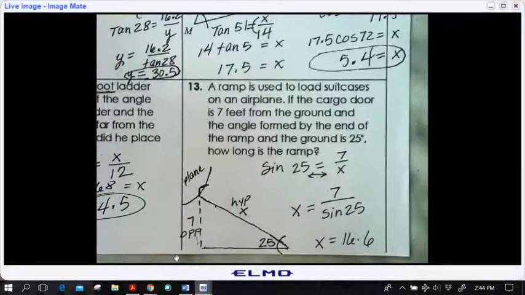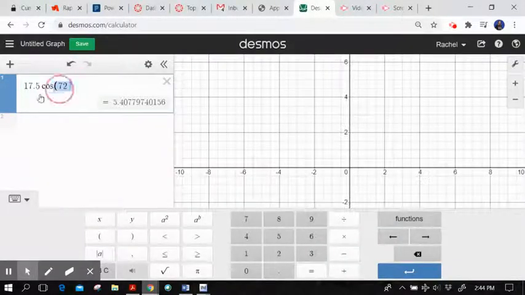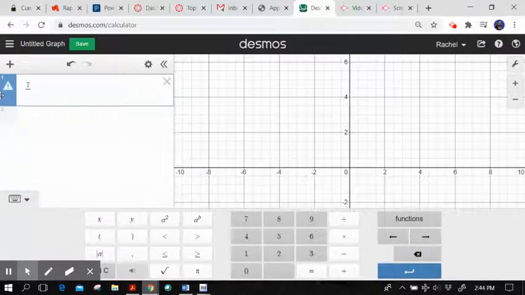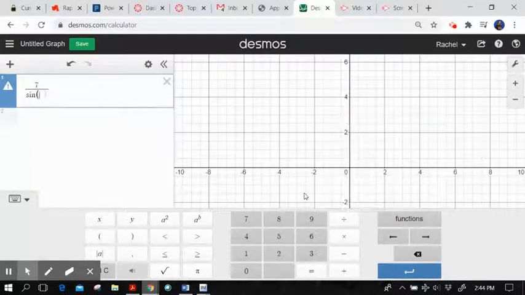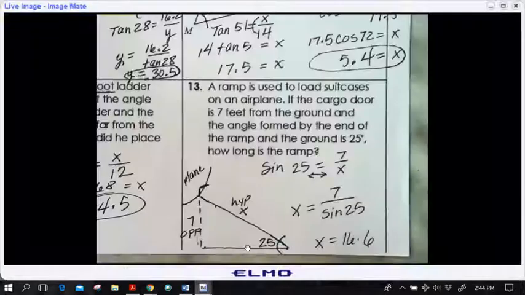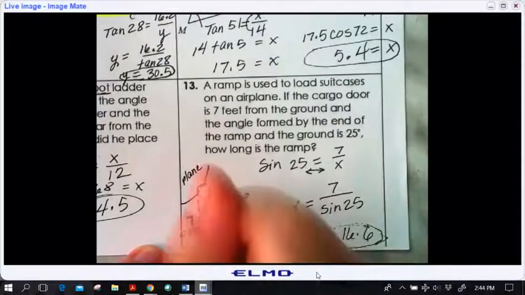So let's double check this in Desmos. Again, I'm just going to type 7 divided by sine of 25. And the answer is 16.56, which rounds up to 16.6, which is my answer. And so what I found was how long the ramp is.